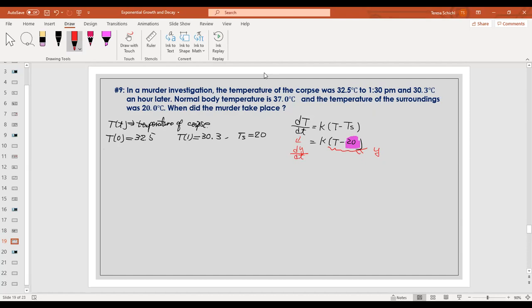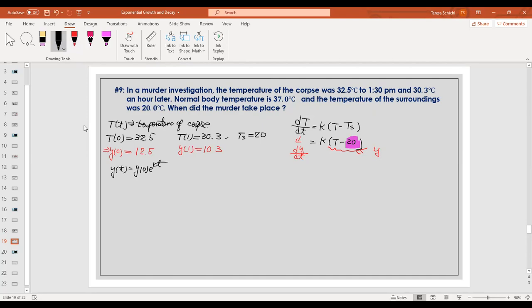So for here, you can translate that to Y0. Y is equal to whatever the temperature minus 20. So what is Y0 here? It is 12.5. Then you can translate this one to Y1, so Y1 is minus 20 also. So what is this one? It's 10.3 here. Now we can find the rate, right? Okay, so now we have this formula. We said Y(t) is equal to Y0 e^(kt).